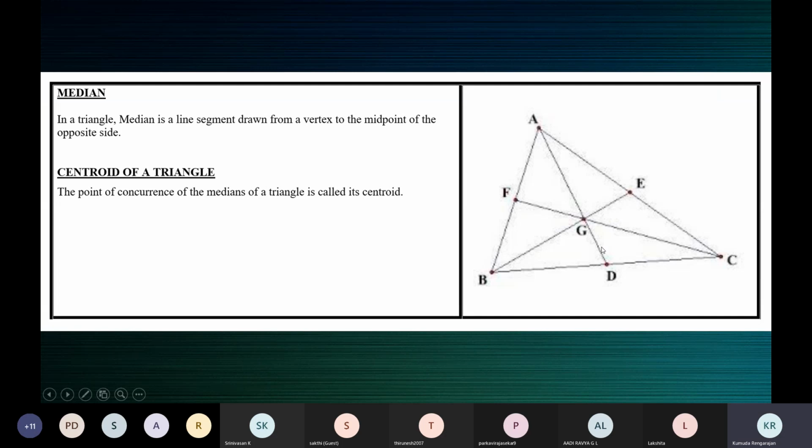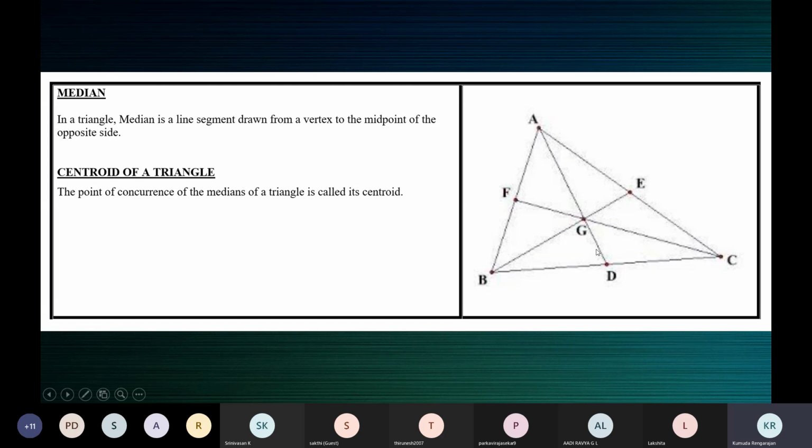Now, a median need not be perpendicular to the base. It need not make an angle of 90 degrees with BC. Here, this one need not make 90 degrees with AC. This need not make 90 degrees with AB. Only altitudes make 90 degrees with the base.